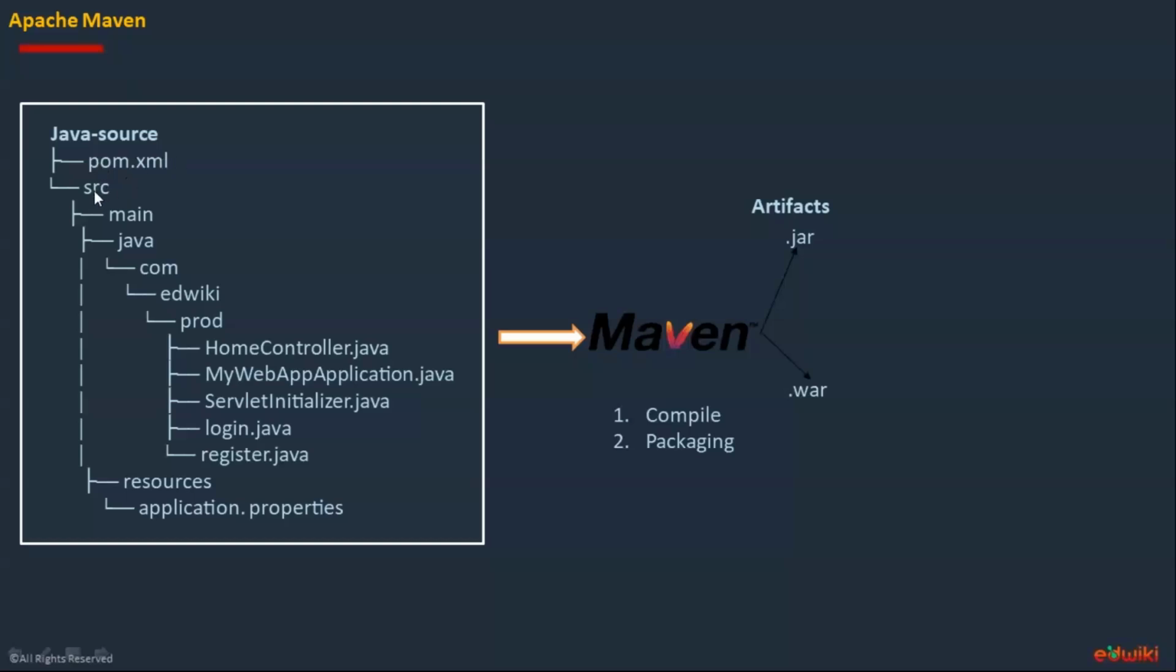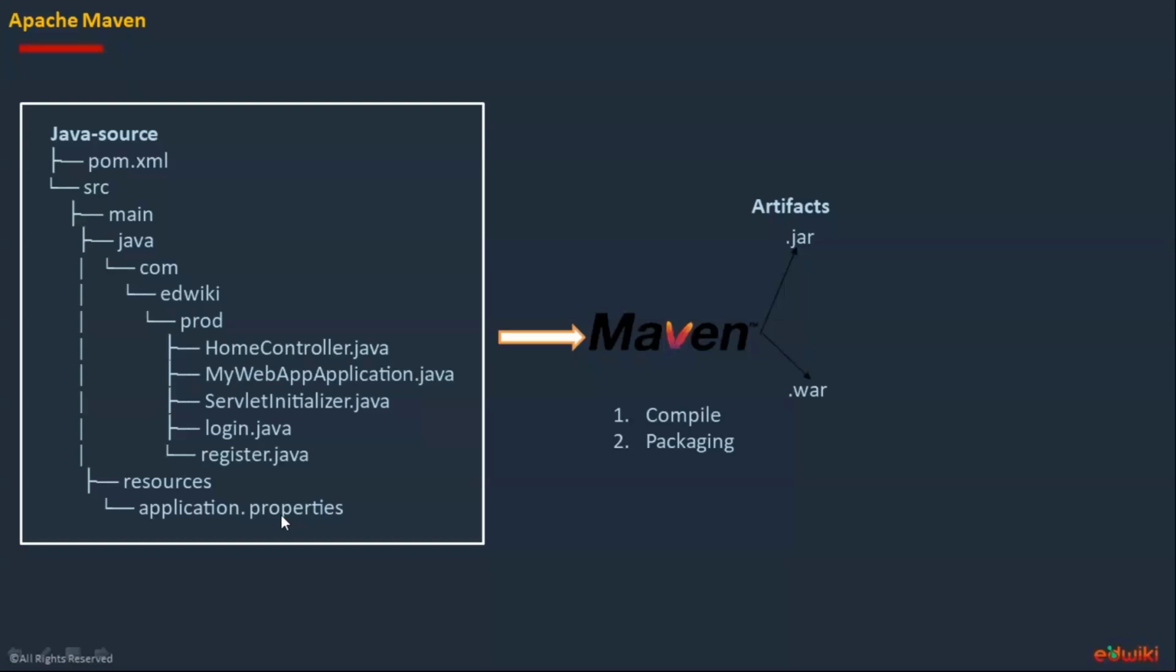Now that is a POM file, and under the src folder the actual source code will be there, and there is a folder called resources. Under the resources folder there is a file called application.properties. This file has some details about the external dependencies in general.